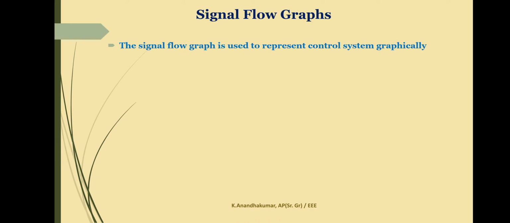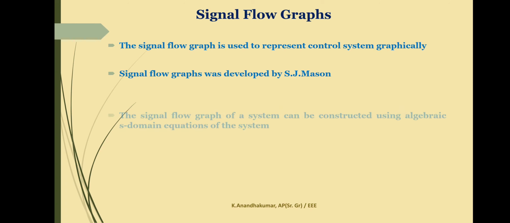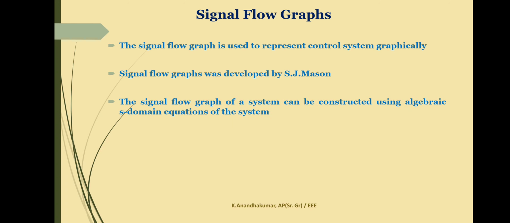What is a signal flow graph? The signal flow graph is used to represent the control system graphically. Signal flow graph was developed by S.J. Mason. The signal flow graph of a system can be constructed using algebraic S-domain equations of the system. I think you all remember how to obtain these S-domain equations.